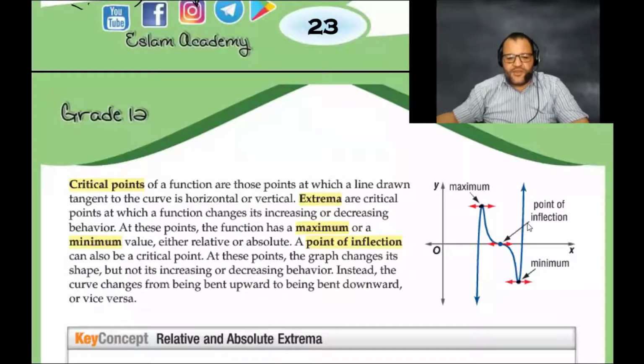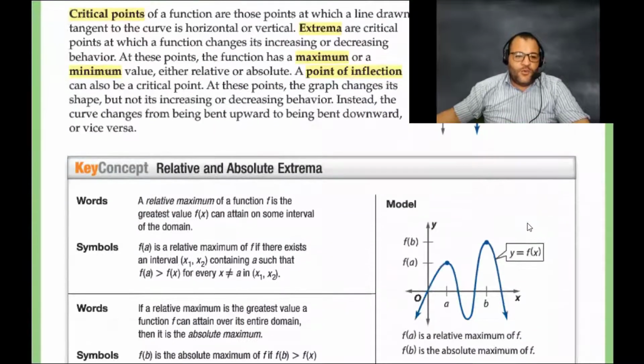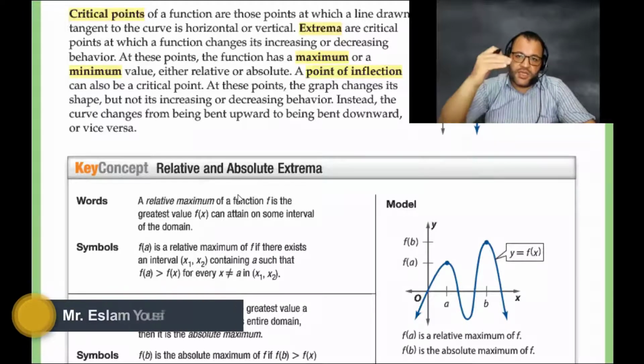Inflection point. So now we have the maximum and the minimum point. We have the absolute point and the relative maximum point and the relative minimum point, the absolute maximum point and the absolute minimum point. What is the difference between them? When I just say the maximum point, that's defined by the highest point at the graph. The minimum point, the lowest point at the graph.